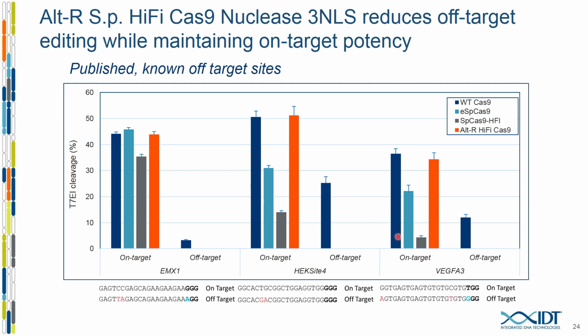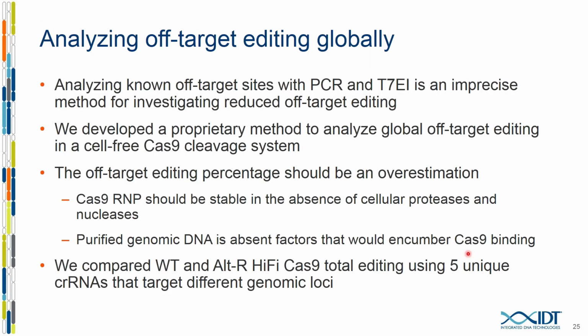And it's basically the same story with this VEGF-A3 guide. Ours looks virtually indistinguishable from wild type. The other high fidelity mutants that were developed by plasmids don't work as well with RNP. And then all 3 proteins reduce off-target editing below the limit of detection of this assay. So this is a very blunt instrument for looking at off-target editing. Ideally, you would want to do it in an unbiased genome-wide fashion.